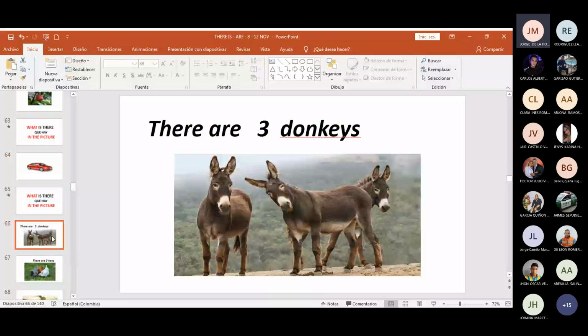Student, what is there in the picture? There are 3 donkeys. There are 3 donkeys. Masculine or feminine?